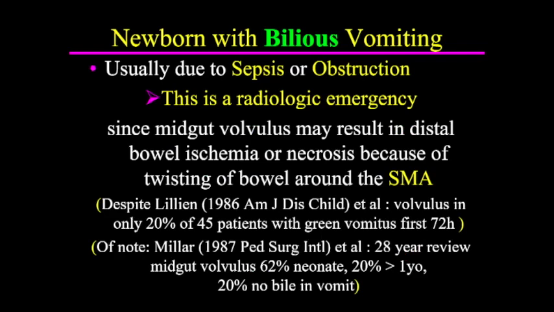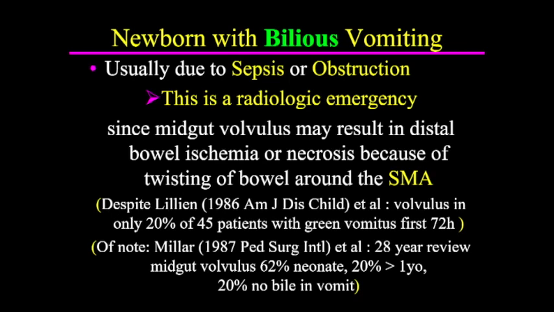So newborns with bilious vomiting, it's usually due to sepsis or obstruction. It's a radiologic emergency because midgut volvulus may result in distal bowel ischemia or necrosis because of twisting of bowel around the SMA, and this makes the kid a potential gut cripple.